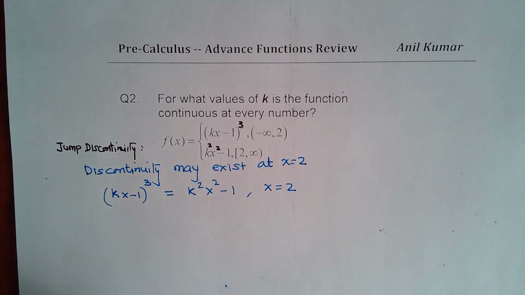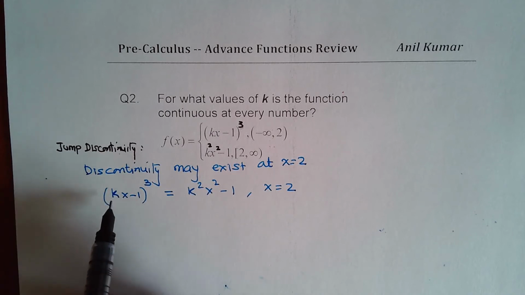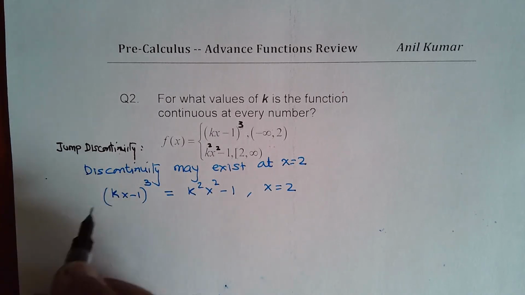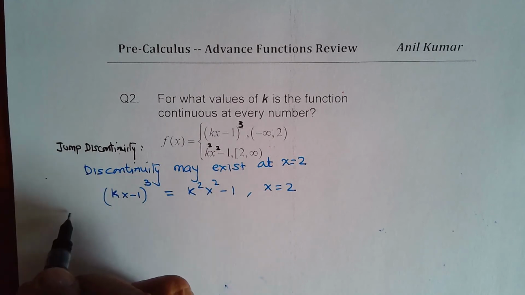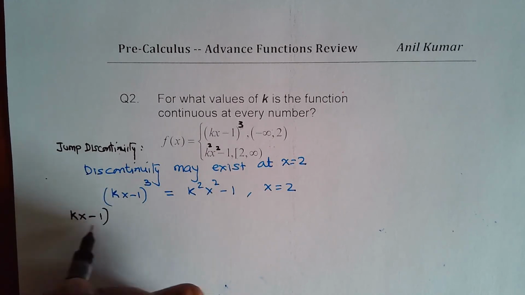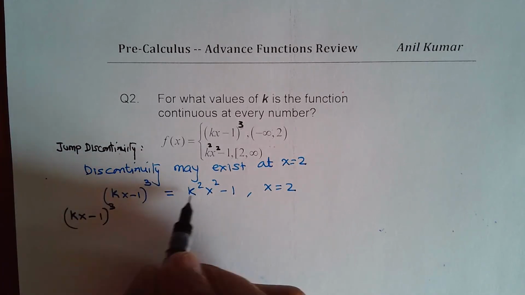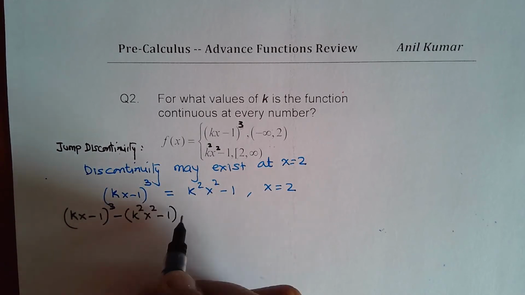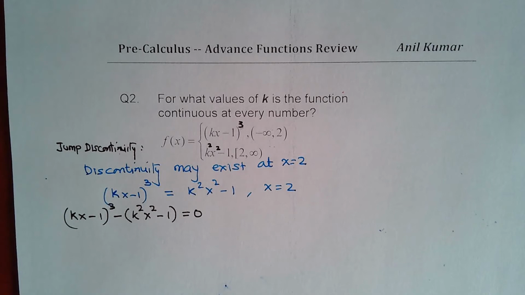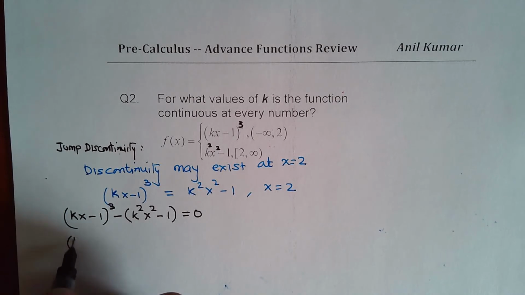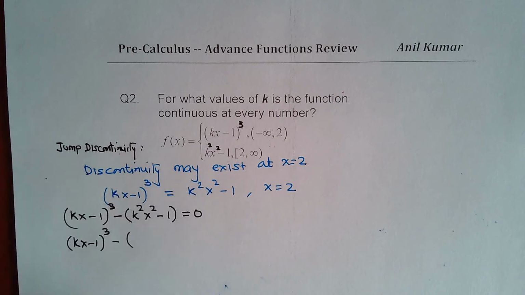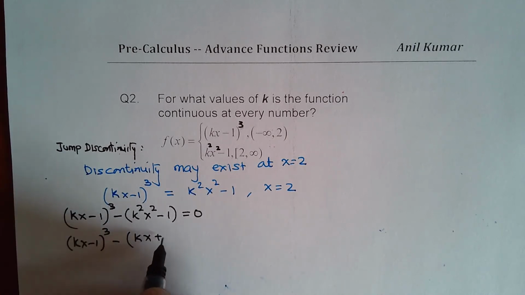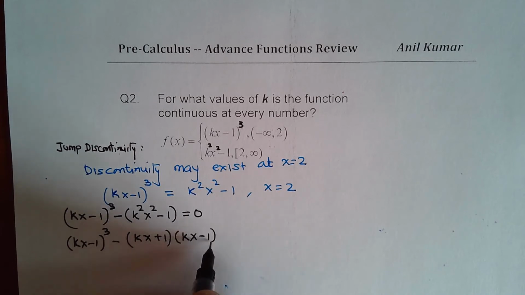Okay. Now let's expand. Or let's bring them together. So what we will do here is we'll solve this equation. We have (kx minus 1) whole cube. Bringing this to the left side, we can say minus (k squared x squared minus 1) equals to 0. Correct? Now, see, k squared x squared minus 1 can be factored. So what we get here is (kx minus 1) whole cube minus, it is a difference of squares, written as (kx plus 1) times (kx minus 1) equals to 0.